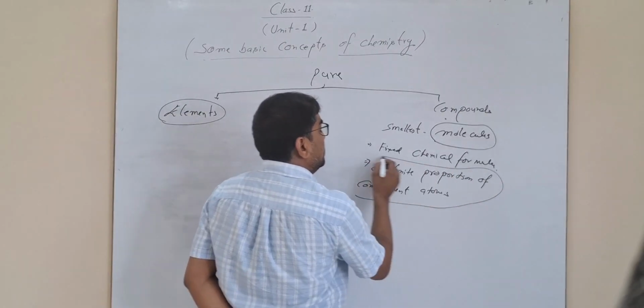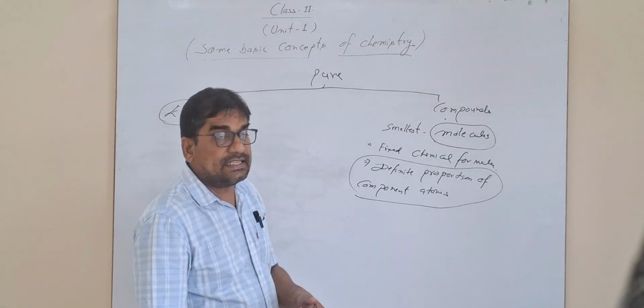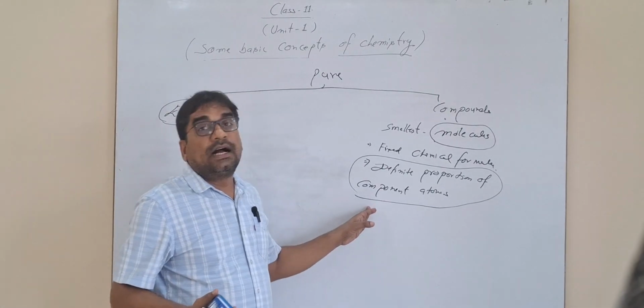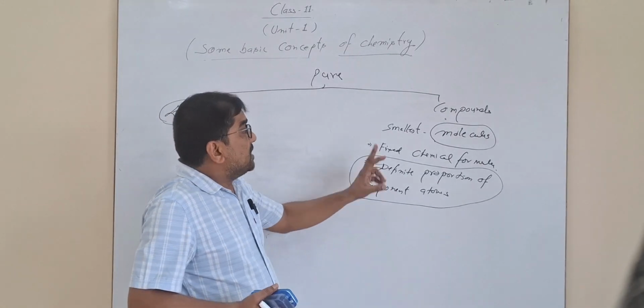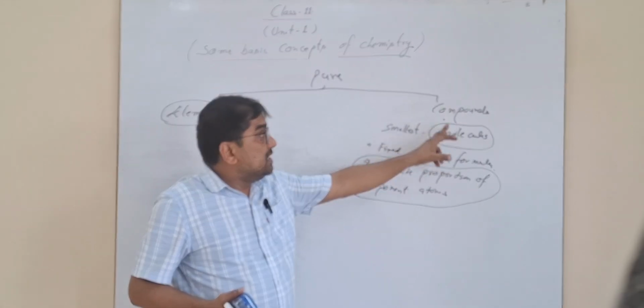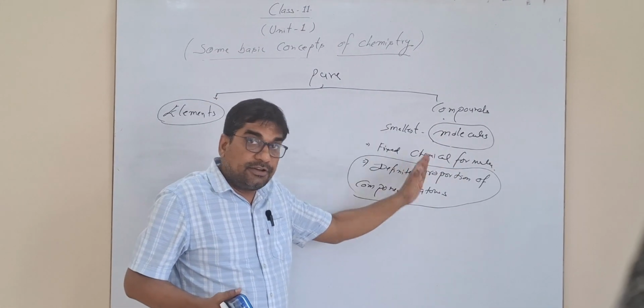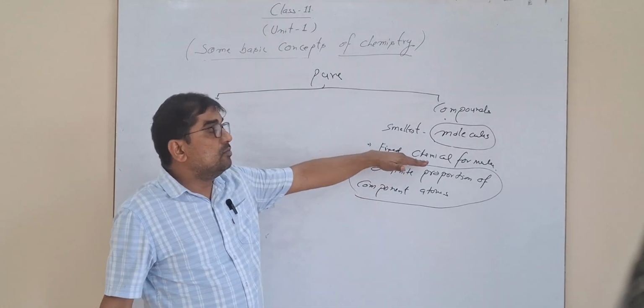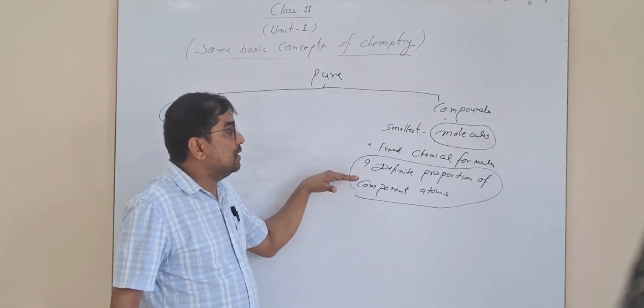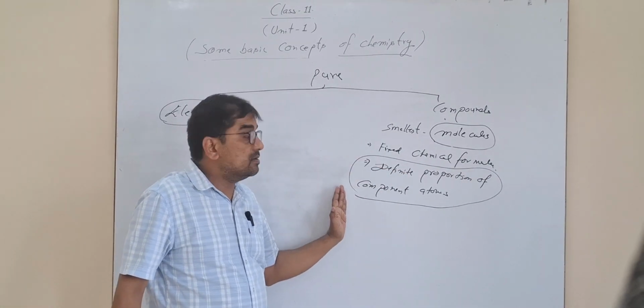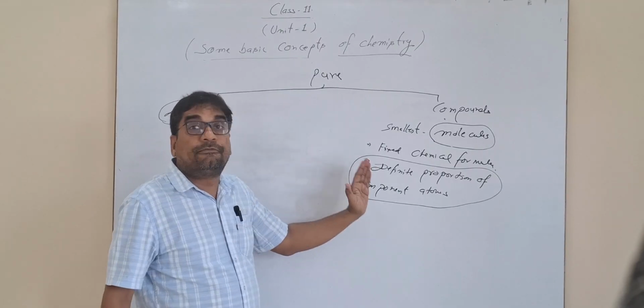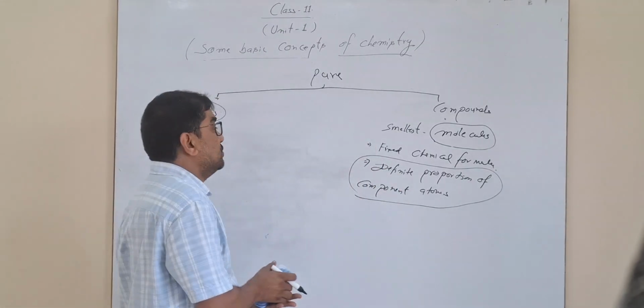And you have studied in previous class, and we will discuss here in class 11 too, the law of definite proportion. Each compound, each molecule has a fixed, definite formula. Why is the formula definite? Because all the component atoms are in a fixed or definite ratio.